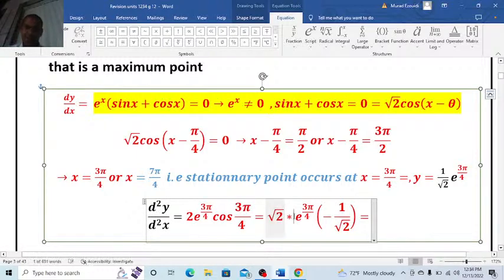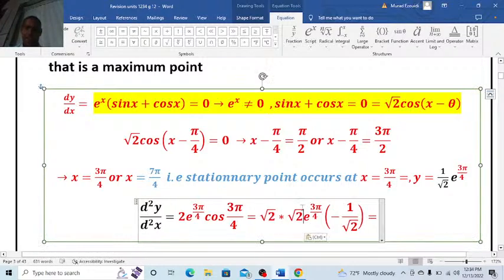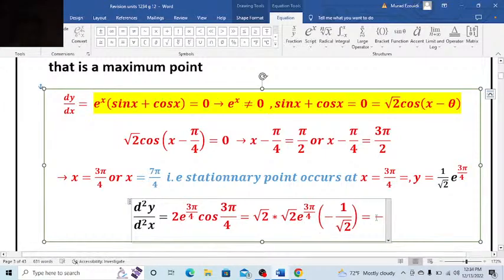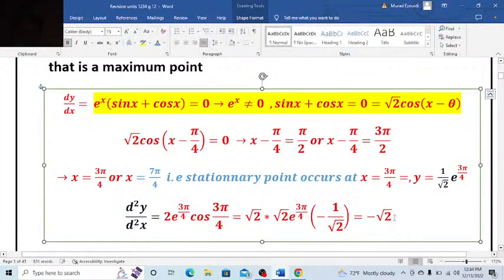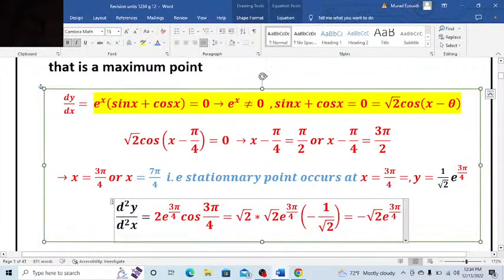Those who can see this, I will explain it. You can cancel now. This 2 will be cancelled, and this root 2 will be cancelled, so it will be negative root 2 times e to the power 3 pi over 4, which is negative in fact. So it's a maximum.